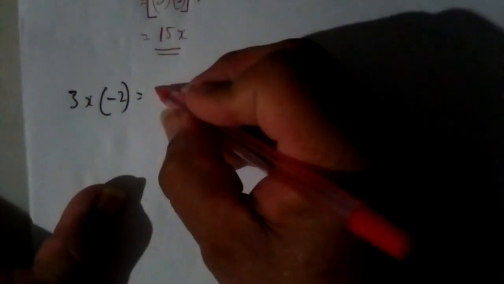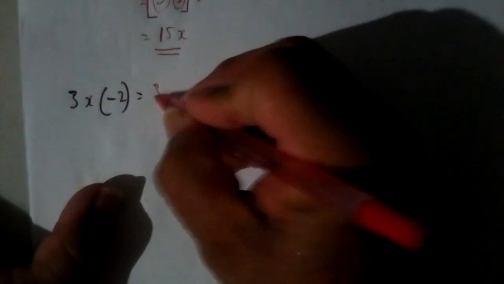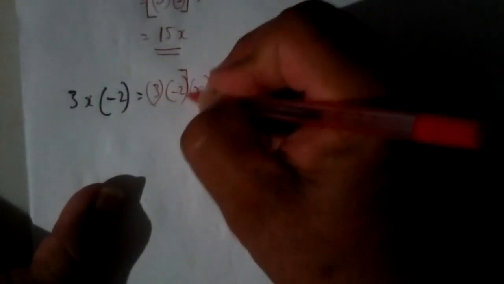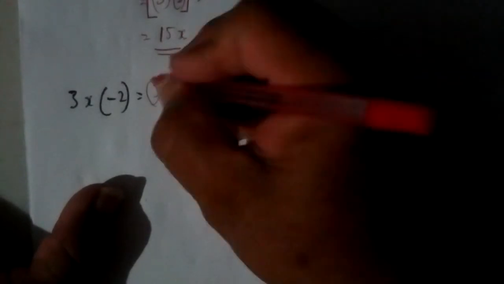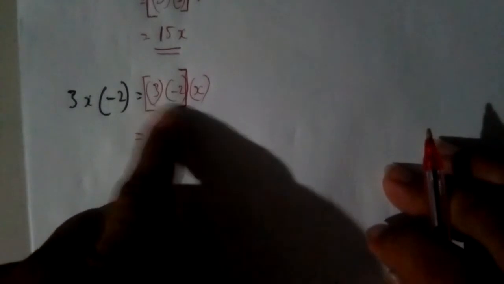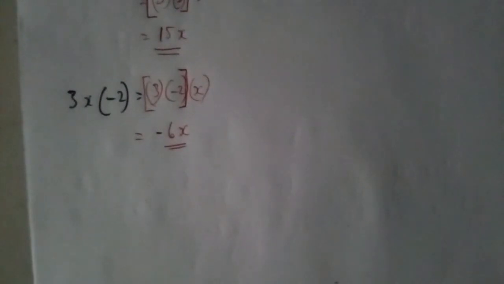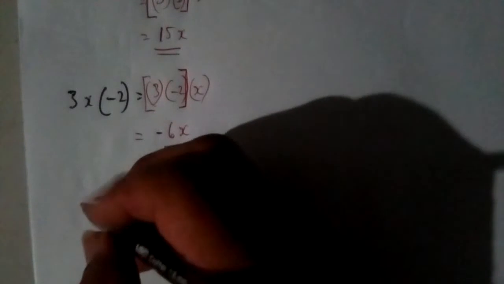So therefore I encourage you to work it out this way. You put 3 open close bracket negative 2 and put x by itself to differentiate that's a different term. Okay, and you put your bigger bracket so as to show I'm going to be working out this piece here first. So 3 times negative 2 will give me negative 6x, and that is the simplified part of that algebraic expression. Okay, let's try another one.